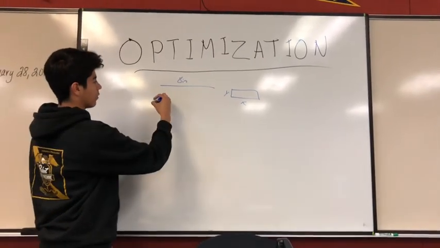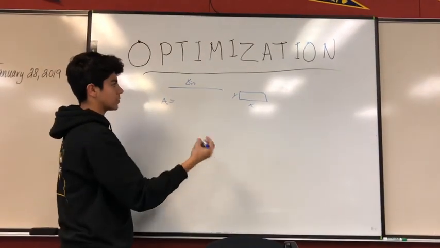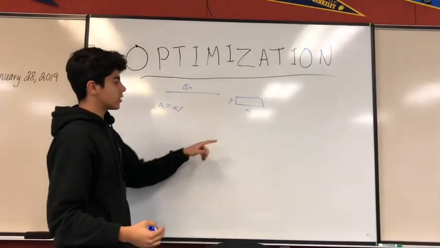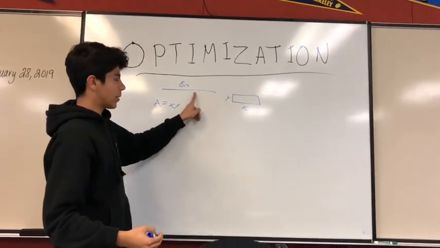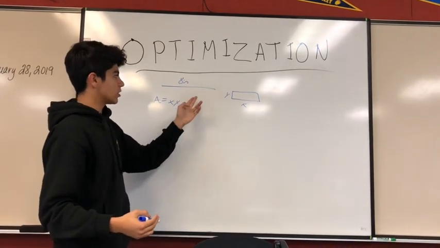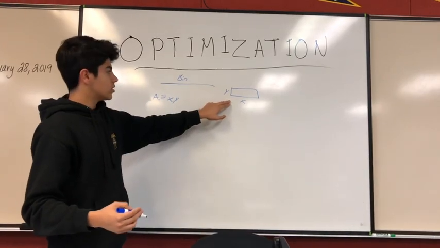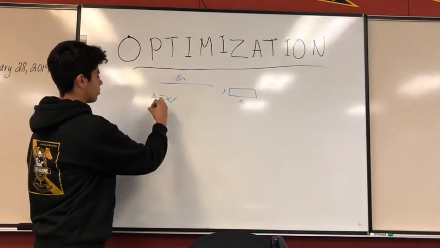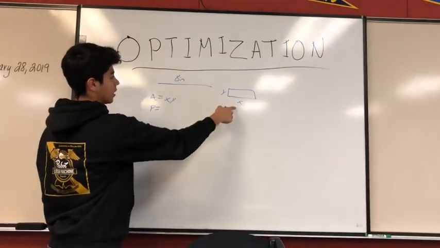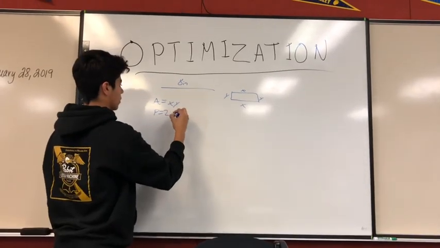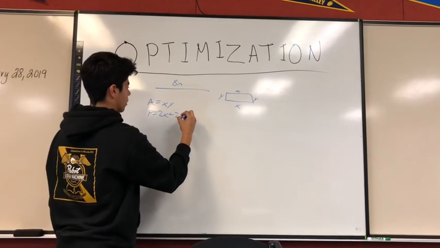As we know, the area of a rectangle is just base times height, so in this case, x times y. We also know that this rectangle is formed by the bending of this pipe cleaner. The pipe cleaner is 8 inches long, therefore the perimeter of this rectangle should be 8 inches. So our perimeter is going to be 2 times x, we have x here and y here, plus 2 times y.